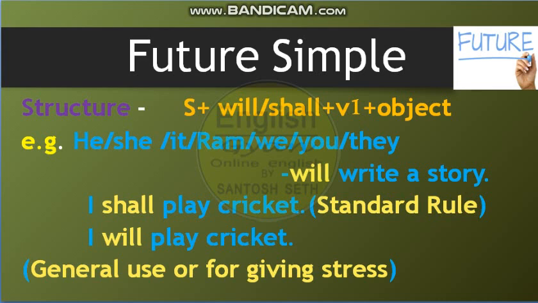So let us begin. Future simple. The structure is the same: subject plus will or shall plus V1 plus object. V1, you know, is the first form of the verb. And will or shall we decide according to the subject. You can see the examples: he, she, it, Rama, we, you, they, these are the subjects. With these, whether singular or plural, you can use will. But with I only, in the standard rule, we use shall. Otherwise, if you use will also, it is not wrong, but generally it is used for giving stress. Okay.